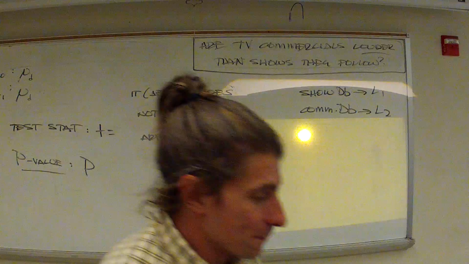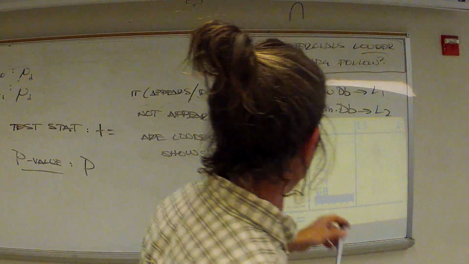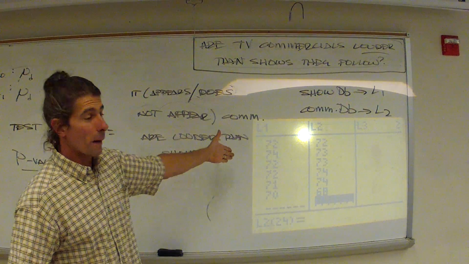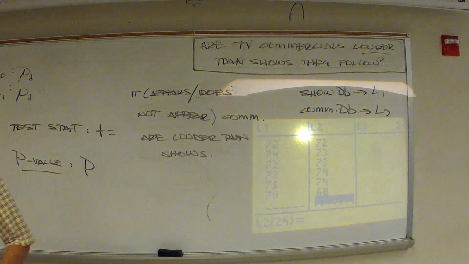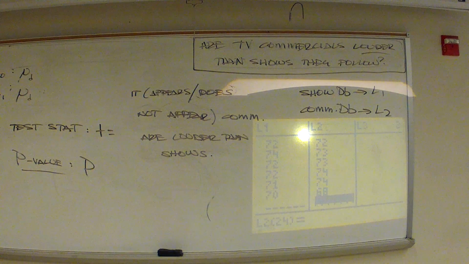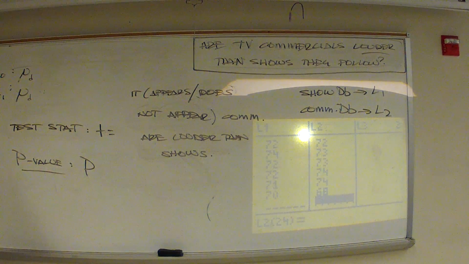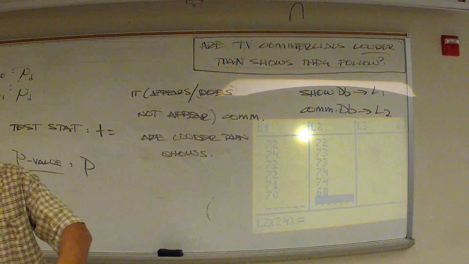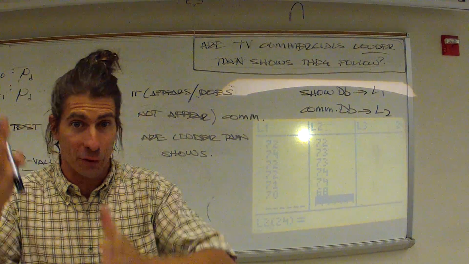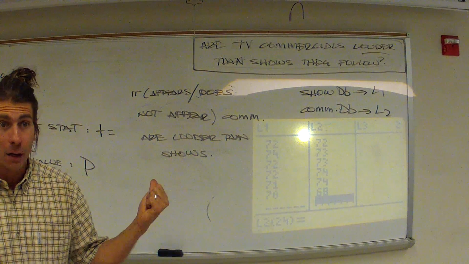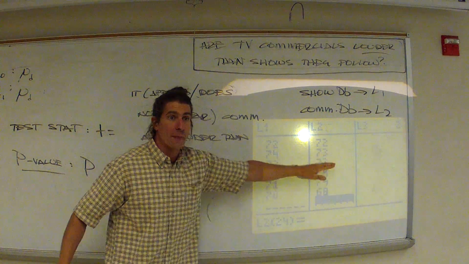So we got our data in. We got L1, shows, L2, commercials. Now we're trying to see if commercials are louder on average than shows. And we have to keep the correspondence, as Michael pointed out, because the commercials are inherently tied to the shows. You'll see the distinction way more when we start looking at data where there are differences in two different data sets.